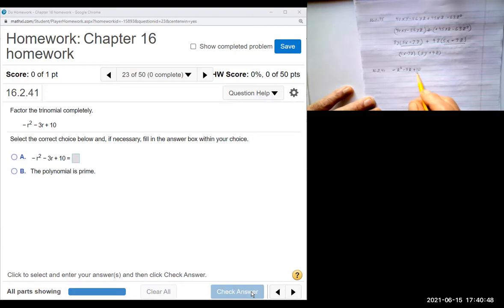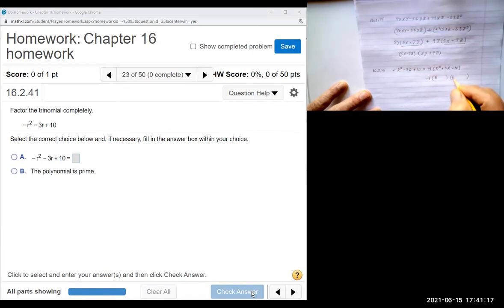It's awkward factoring a trinomial where the leading coefficient is negative. So it's my preference to extract a minus 1 from all 3 terms. Therefore, I'll be left with r squared plus 3r minus 10. So now we have a trinomial where the leading coefficient is positive 1, not negative 1, but positive 1. Let's see if we can further factor this problem.